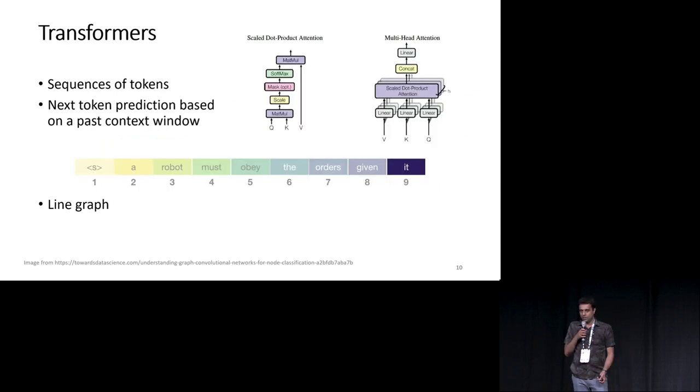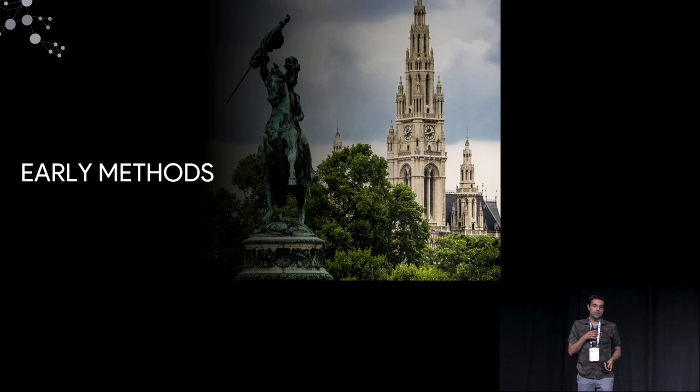On the other hand, you have transformers, which have the familiar attention mechanism. Here you have sequences, and typically you want to do some kind of next token prediction. So you can think of the graph as a line graph where you still connect things that are at high distance. Okay, so just keep those examples in mind and I'll return to them later.